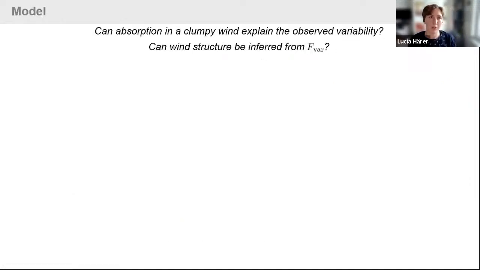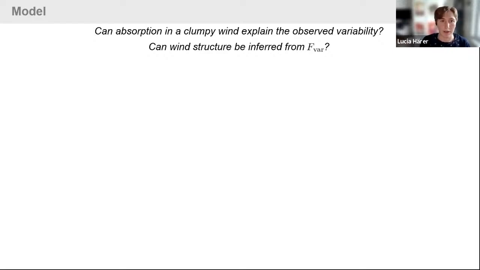So from these results, I want to now raise two questions that I will discuss in the following. First of all, can absorption in the clumpy wind explain the variability we observe? And then, can this be used to actually characterize the structure of the clumpy wind? Because, as I motivated before, understanding the structure is important to update mass loss estimates.